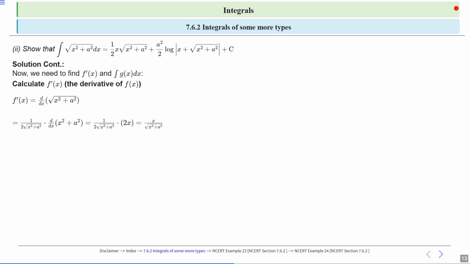into the differentiation of f(x), that is d/dx of x square plus a square. Differentiation is split into a summation, and we know the differentiation of a constant term is 0, so the differentiation of a square is 0 and the differentiation of x square is 2x. So we get f'(x) as x by root under x square plus a square.